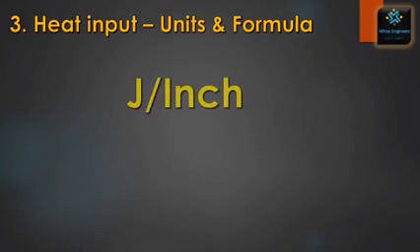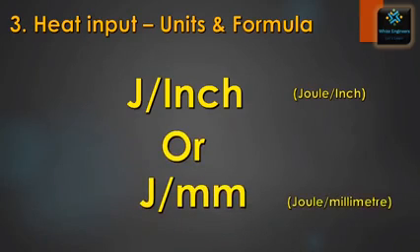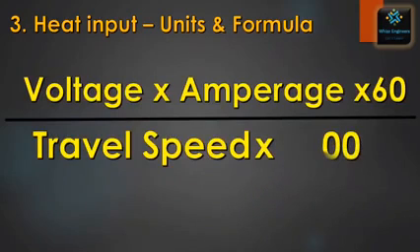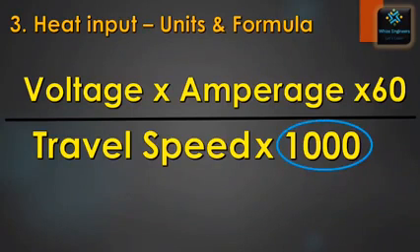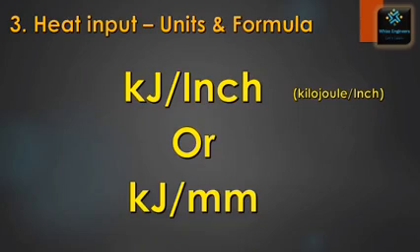So this formula will give you the heat input value in joule per inch or joule per mm. So to get the values in kilojoule, we have to divide our result by 1000, or we have to multiply it on the bottom side by 1000. So we will get the values in kilojoule per inch or kilojoule per mm.